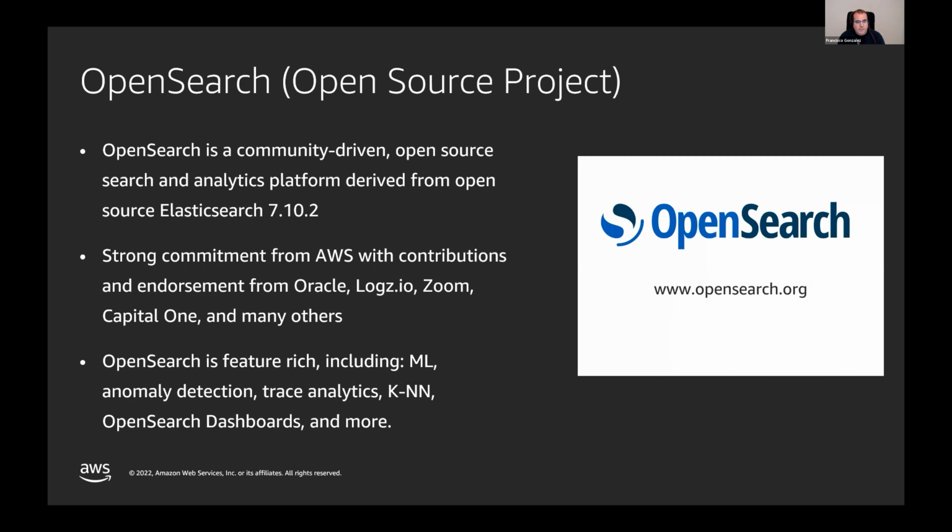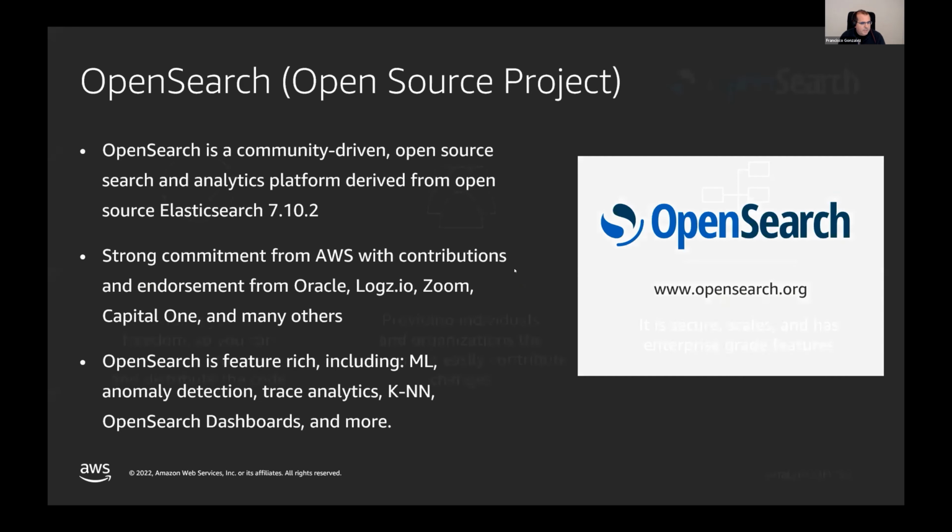Amazon is committed to this community project, and other large organizations are also contributing to the project. OpenSearch has now advanced functionality and features. The team is releasing new features every quarter. Some of the advanced features include high cardinality, anomaly detection, trace analytics, OpenSearch dashboards, and more. You can check and review the roadmap at opensearch.org.